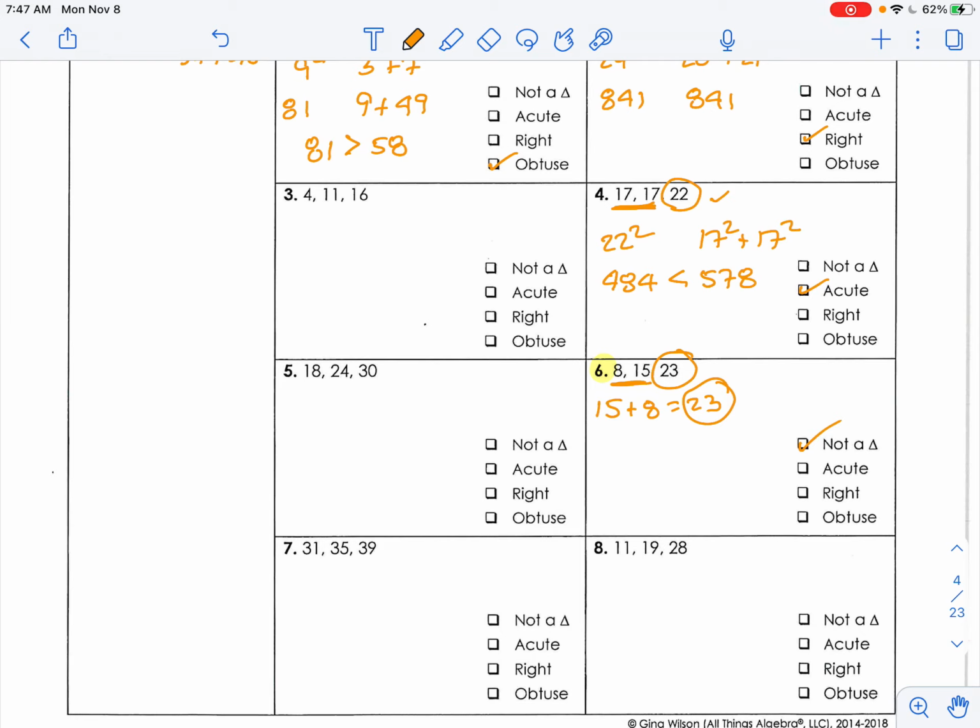Okay, so just to review Pythagorean theorem, a little bit of the setup, a little bit of word problems, and a little bit of what we call the converse. And we'll go over more examples.